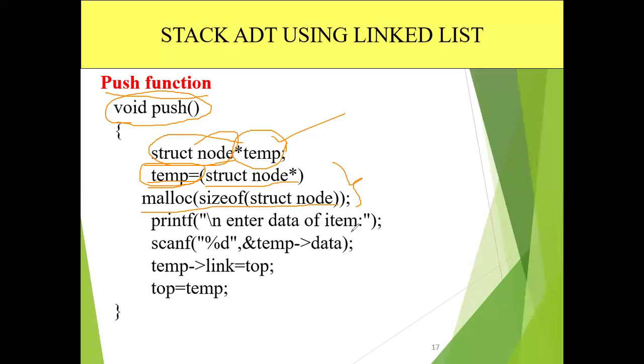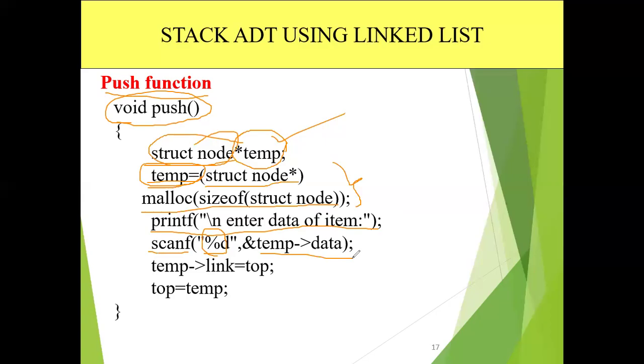In the memory, we are going to insert a value. For that, we use a printf statement for readability: printf enter data of item. So we have to enter the data of that particular temp node. Through scanf we enter only one value, using %ld. Here, temp arrow data is the statement used to insert a value into a temp node.